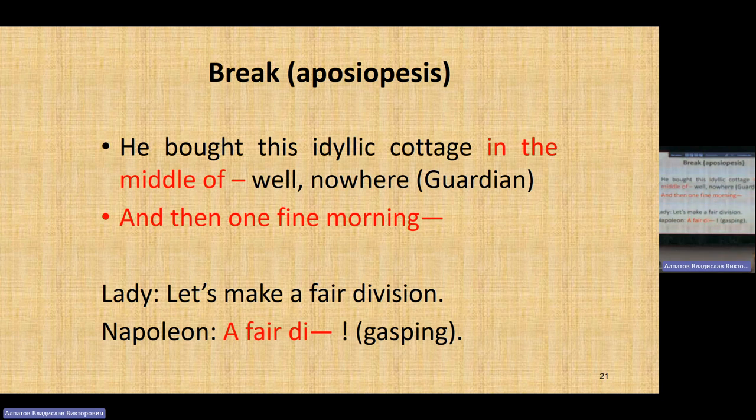And of course this, fair division, справедливое разделение, it enrages Napoleon. How could there be a fair division of his private correspondence? So he gasps, a fair right? He's overwhelmed with indignation.